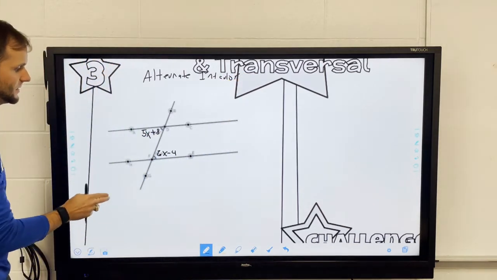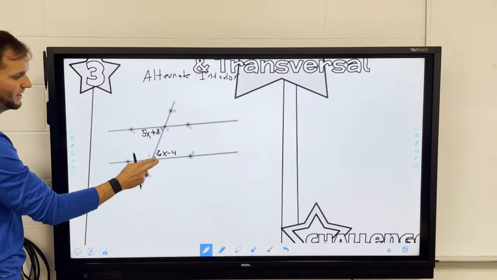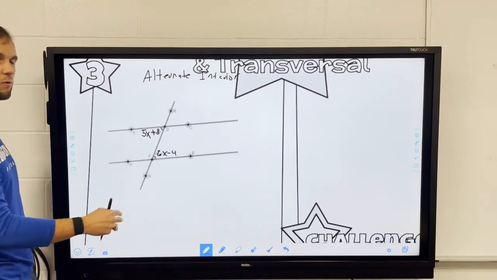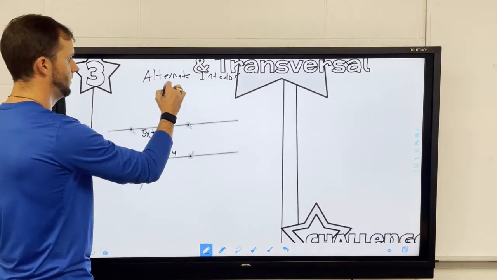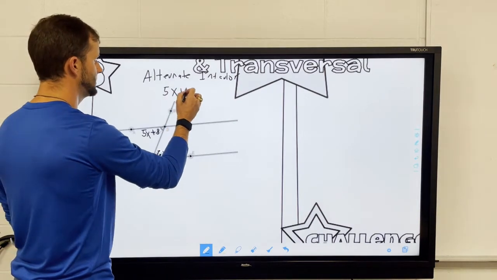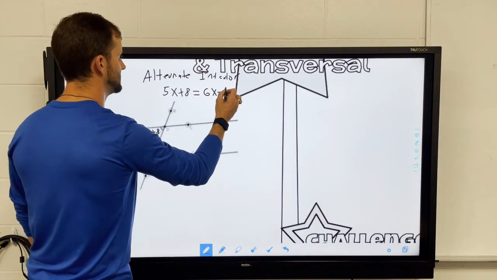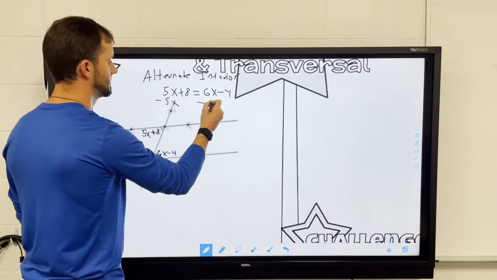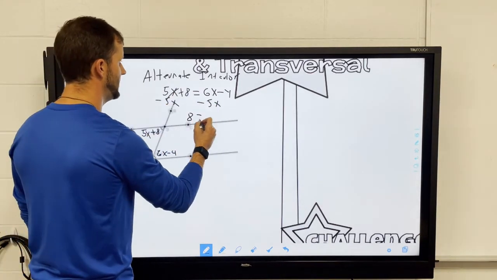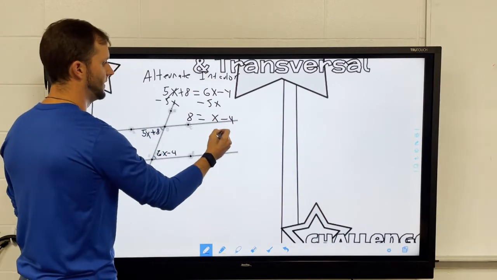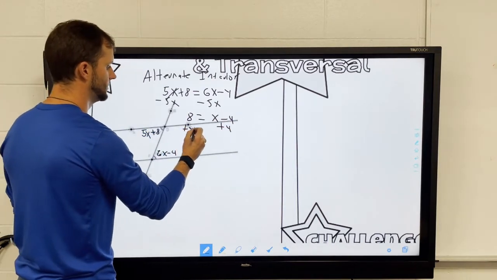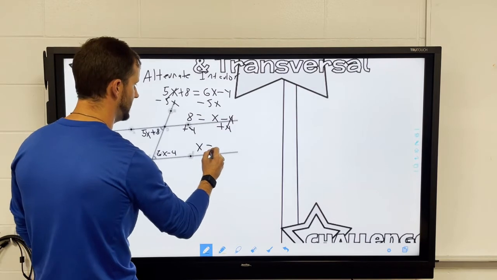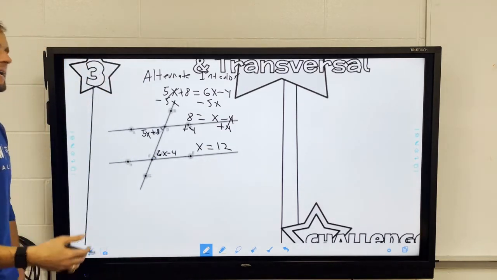So what that means is that this angle 5x plus 8 and this angle right here 6x minus 4 are going to be equal to each other. So I'm going to do 5x plus 8 and I'm going to set that equal to 6x minus 4. So I can subtract 5x on both sides. So I should get 8 equals x minus 4. And then I'm going to add 4 on both sides. So x is going to end up equaling 12. So that gives me the value of x.